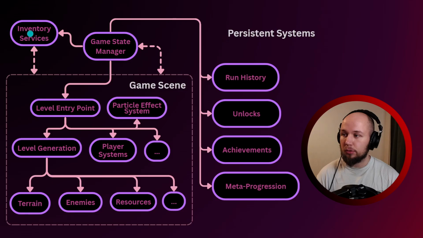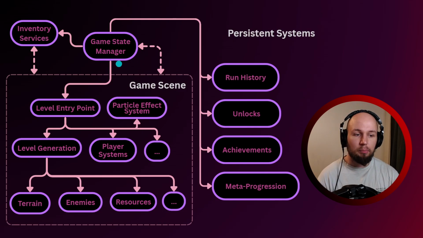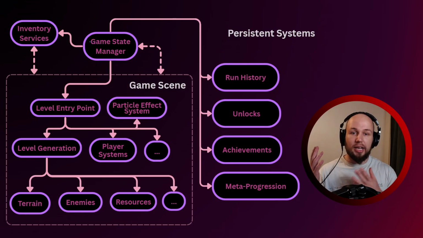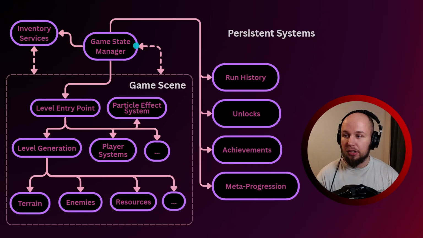It also has access to the inventory services system, which contains player inventory and shop inventories and the player crafting recipes they have unlocked at any moment. And this basically communicates between all of the systems and the current level that is loaded at any given state in the game. And when the player wants to start a new game, or maybe the player transports to the next level, the game state manager loads in a new scene of the game and calls this level entry point.